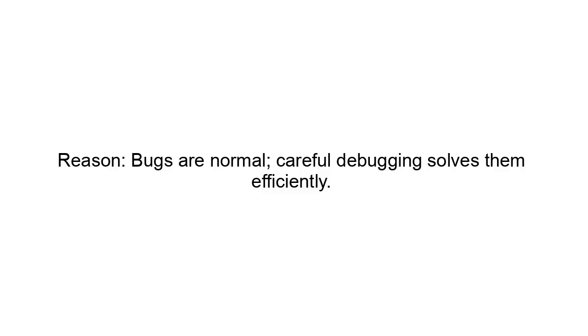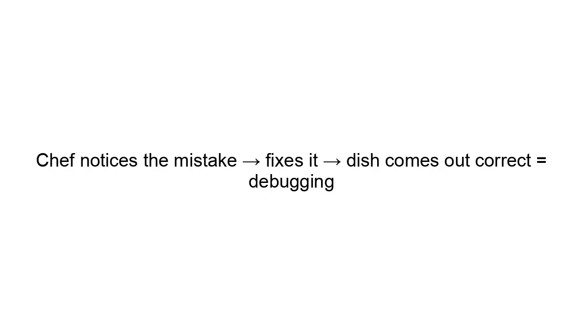Real-life analogy. A bug is like a mistake in a recipe that spoils a pan of food. Recipe equals code. Wrong ingredient equals bug. The chef notices the mistake, fixes it, and the dish comes out correct. That equals debugging.